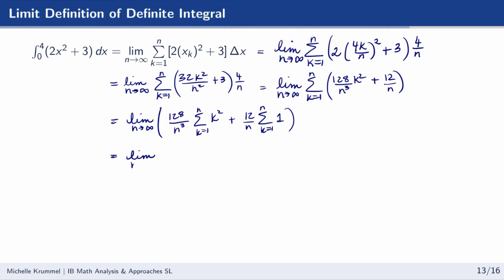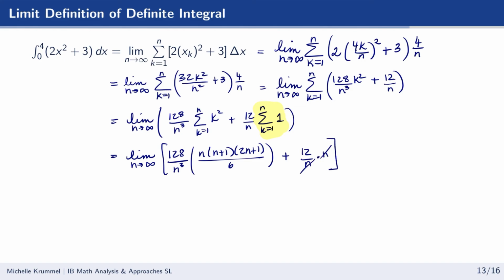So limit n approaches infinity, 128 over n cubed times n plus 1 times 2n plus 1 over 6 plus 12 over n. And then if you remember, this right here is just equal to n times n. Okay, so that's going to cancel out. And for the limit, I'm using my shortcut rule. I've got degree 3 on top, degree 3 on bottom.